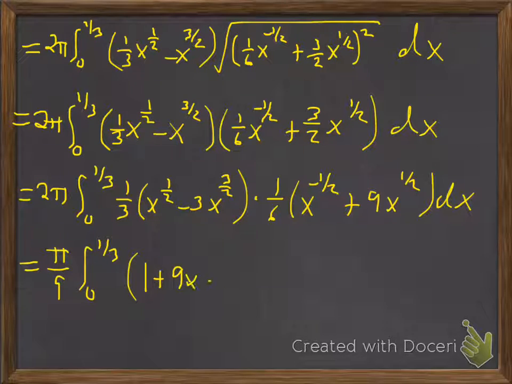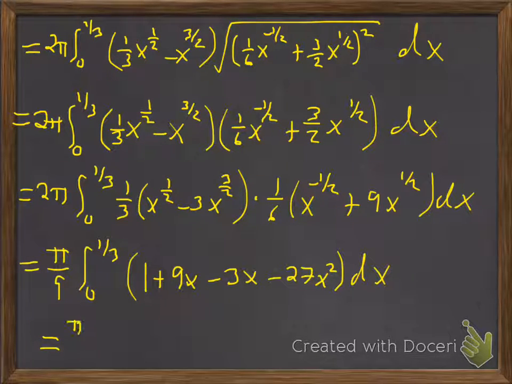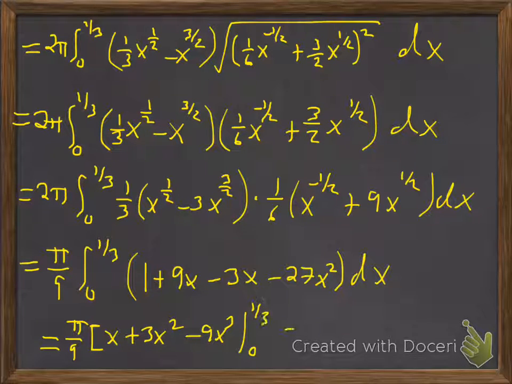And then we can go ahead and multiply. So we have x to the 1/2 times x to the minus 1/2, that'll be just 1. x to the 1/2 times 9x to the 1/2 will be 9x. Minus 3x to the 3/2 times x to the minus 1/2 will be minus 3x, and then minus 3x to the 3/2 times 9x to the 1/2 will give us minus 27x squared, dx. We'll go ahead and do our routine integration. So we have x plus 3x squared minus 9x cubed, and then we'll evaluate that. You can do that on your own time, but you'll end up getting pi over 27.